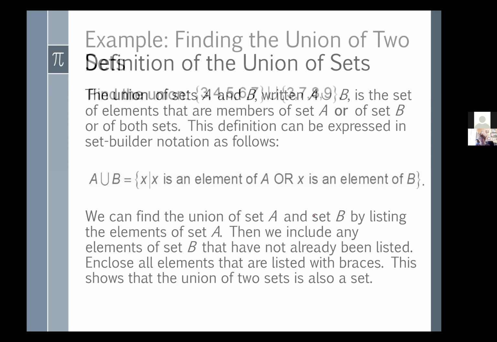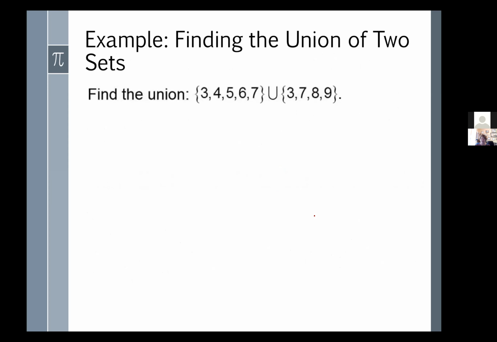So let's find the union of the two sets that we just found the intersection of. So this is the way I do it. I list all the elements in the first set.